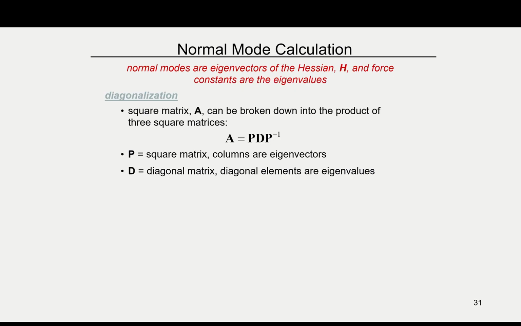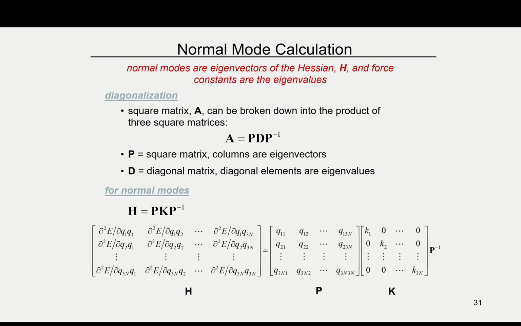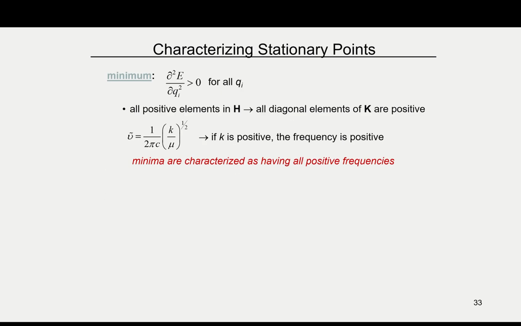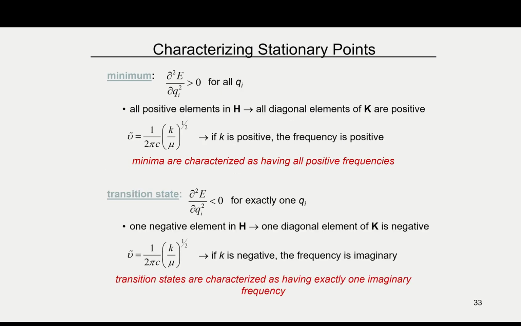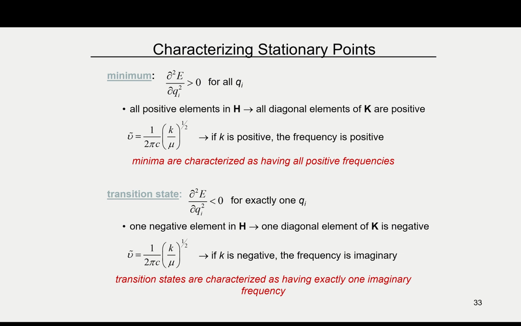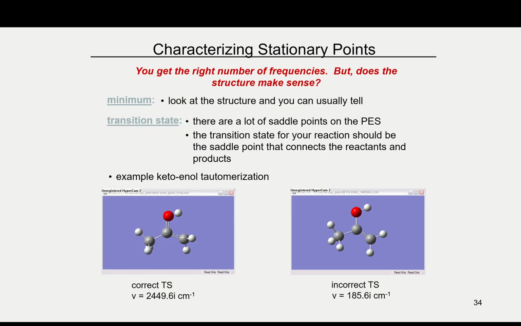Then the normal mode calculation gives you the Hessian, and it gives you the diagonal relationship, which is a force constant, and the force constant gives you the diagonal elements. It gives you k1 to k6 translation and rotation, and onward it gives you the vibrational modes. The minimum is the same point here again, that the second derivative has more than 0 value and less than 0 for the transition state.